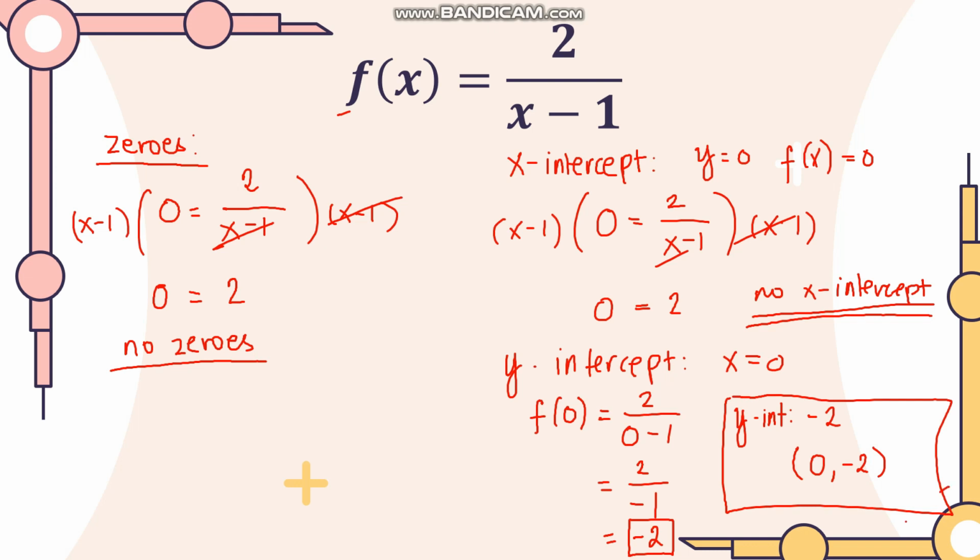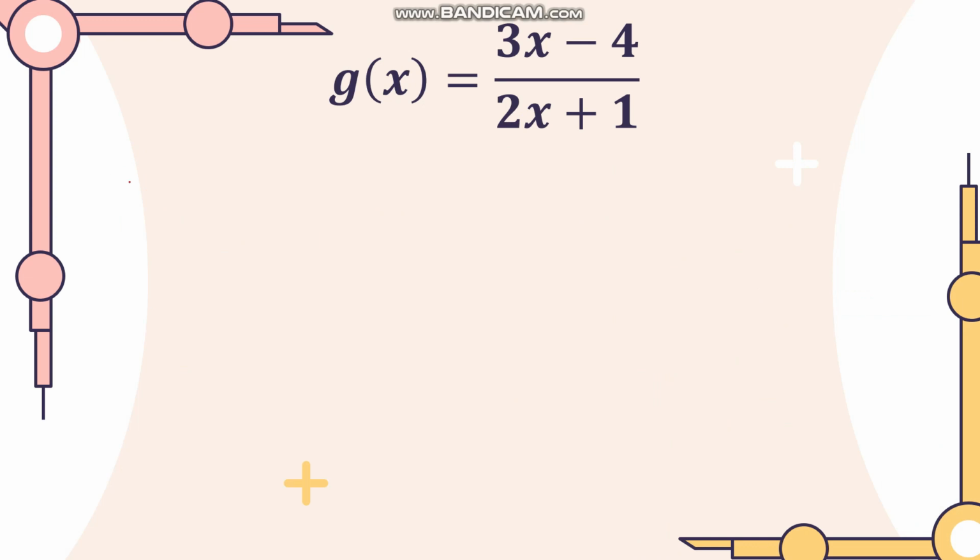So this is our answer. For our answers: zeros, there are no zeros. X-intercepts, no x-intercept. And for the y-intercept, we have negative 2. Let's have another one. g of x equals 3x minus 4 over 2x plus 1.